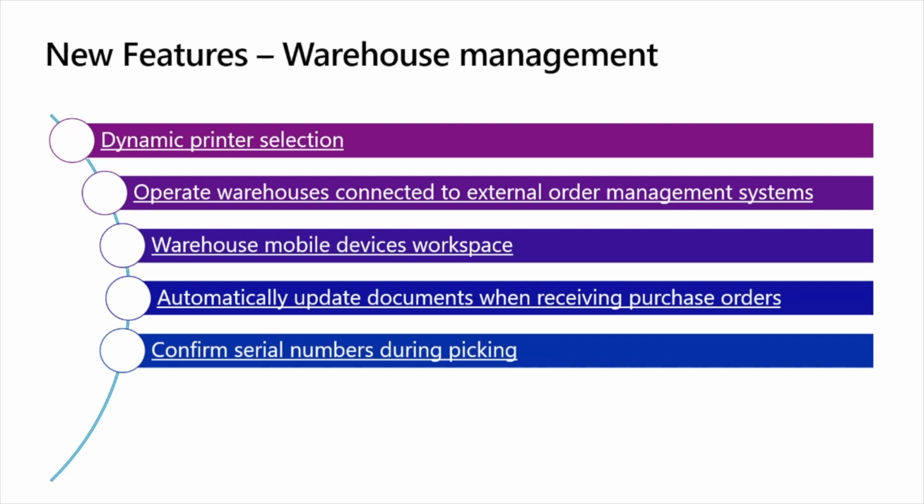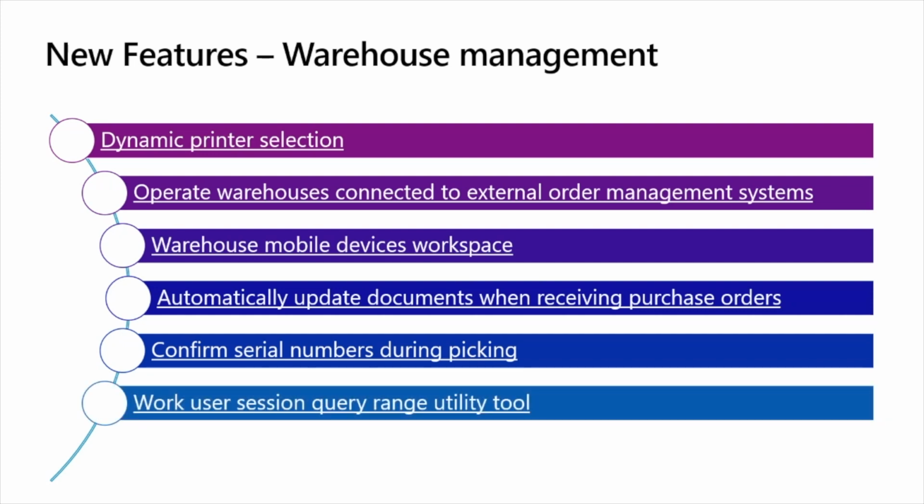Next, we have confirm serial numbers during picking. So serial confirmation allows workers who are using a mobile device to confirm that the correct serial number is being picked. We then have the work user session query range utility tool.